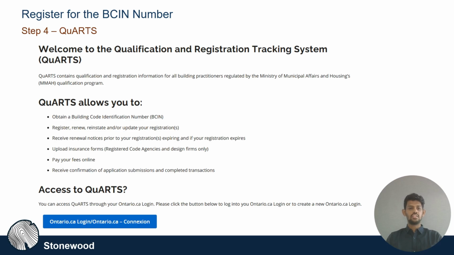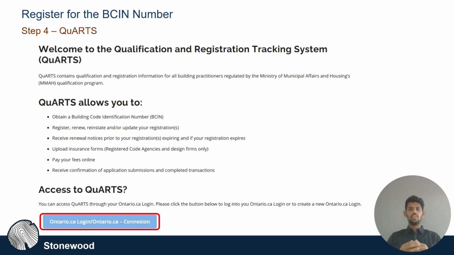That's going to open a new page. This is the page, and it says that we have to access QuaRTS. On QuaRTS you'll get all the BCIN relevant information, your exam results, your company registrations, everything. So we're going to make an account over there.